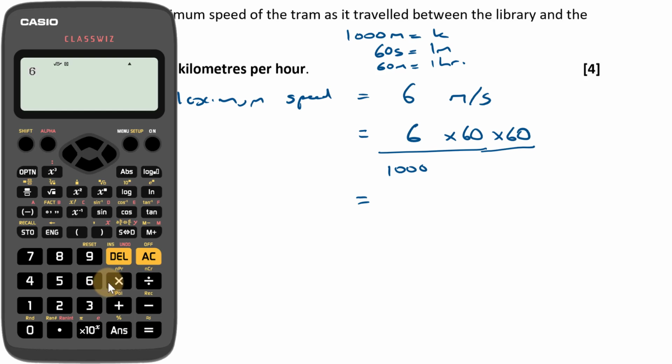So what's that? Reaching for the trusty calculator. 6 times 60 times 60 divided by 1,000. That comes out to be 21.6.